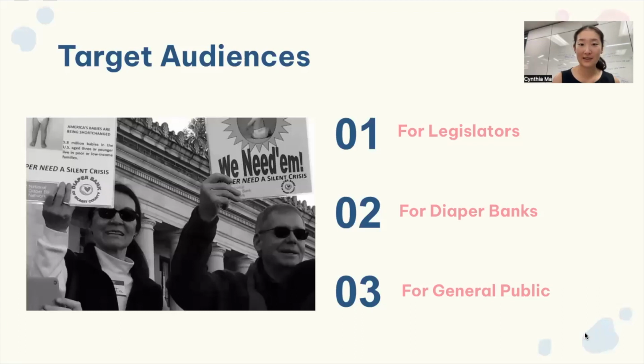Our dashboard has several target audiences. One, for legislators. Our dashboard can help legislators understand the extent of the problem, identify areas of need, and then determine the potential impact of policy changes or funding allocations. And then second, for diaper banks themselves to better understand the characteristics of who they're serving from data such as modes of transportation. And then lastly, for the general public to better understand what a diaper bank does and the services that they provide.